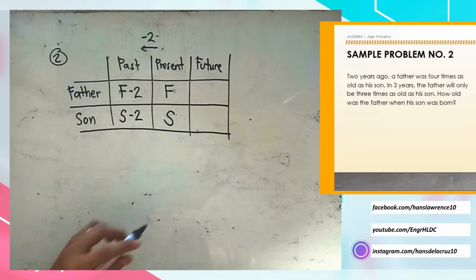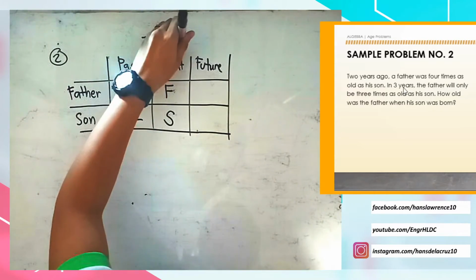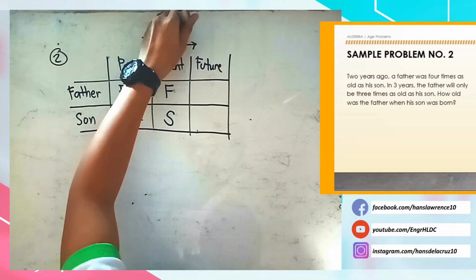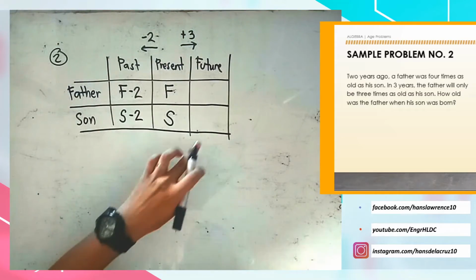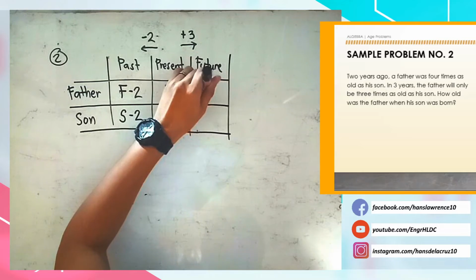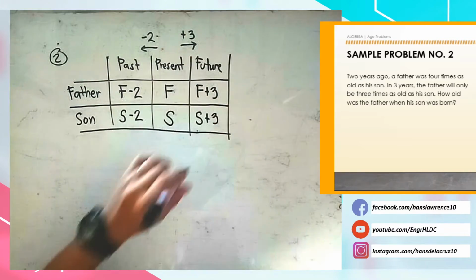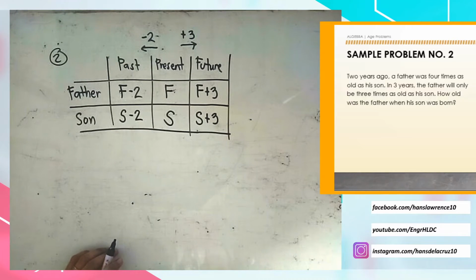And then, ayan, meron naman din sa future, no? So sabi, in 3 years, no? In 3 years. So sabihin, from the present, plus 3 years tayo. So sabihin, ano na yung age ni father sa ni son? So that is what? Si father is F plus 3 and then si son is S plus 3. Okay?